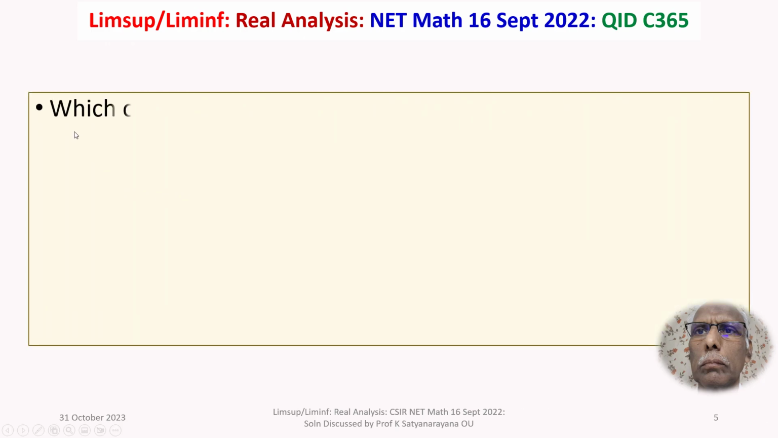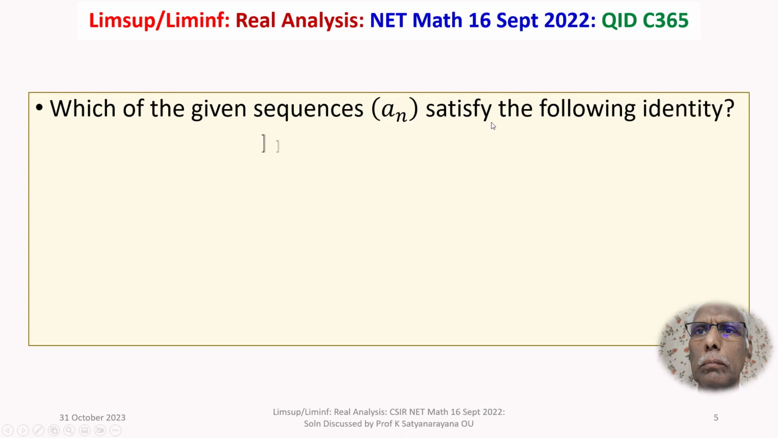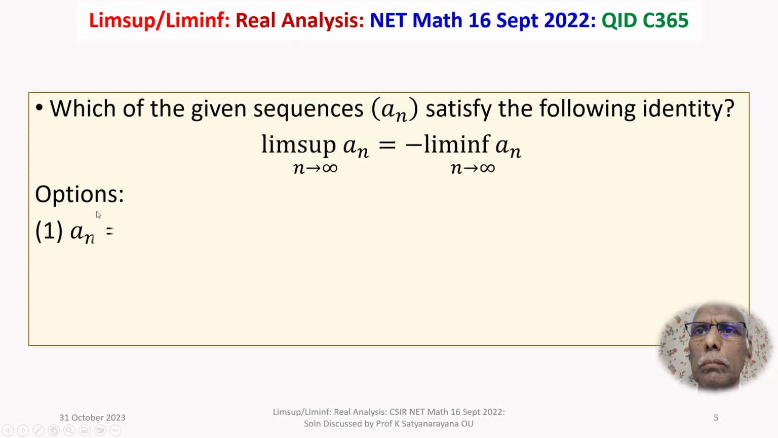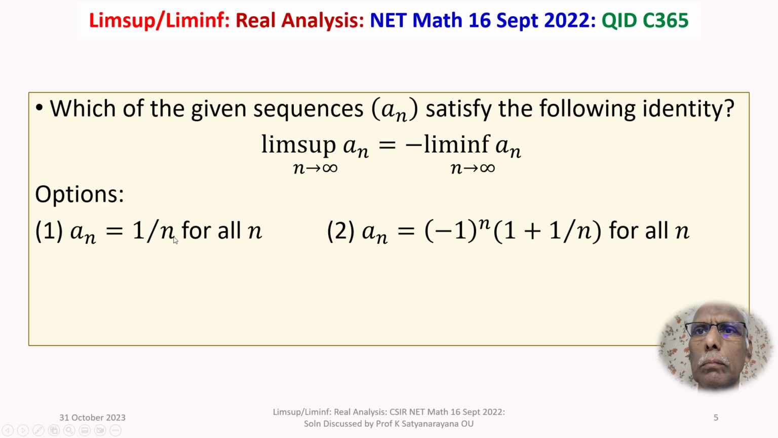The given question is: which of the given sequences a_n satisfy the following identity? Limit superior of a_n as n tends to infinity is equal to minus limit inferior of a_n as n tends to infinity. We are given four options. Option 1, a_n is equal to 1 by n for all n. Option 2, a_n is equal to (-1)^n multiplied by (1 + 1/n) for all n.